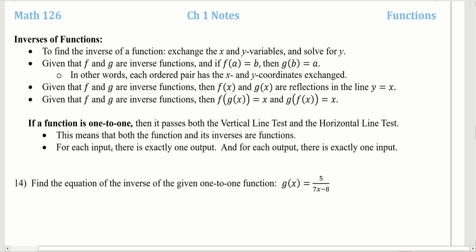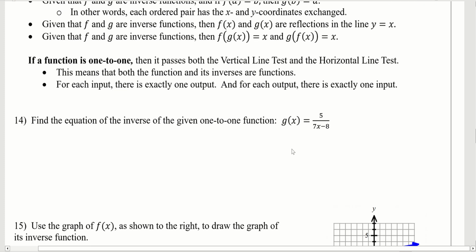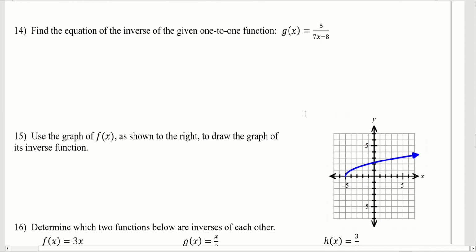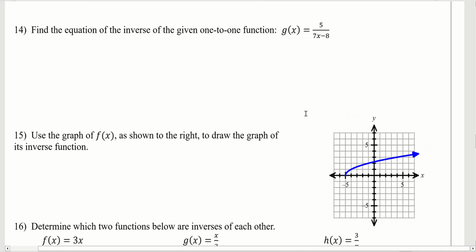Okay, if a function is 1-to-1, then it passes the vertical line test and the horizontal line test. So this means that the function itself is a function, but also the inverse is a function. For each input, there's exactly one output, and for each output, there's exactly one input, okay? So here, it tells us that it's a 1-to-1 function, so we already know that.